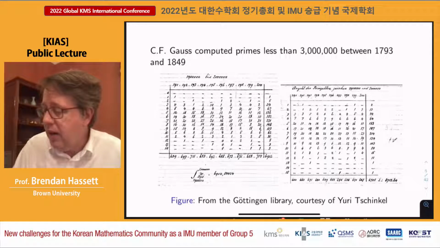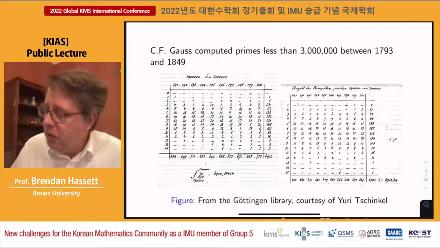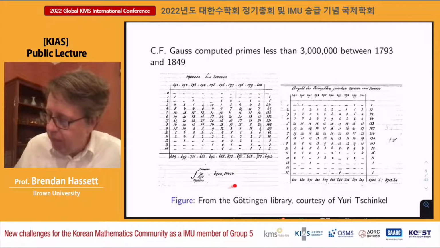And starting in 1792, 1793, when he was, I think, 14 or 15 years old, he undertook trying to understand prime numbers and what patterns they have. And so there's a little hint here at the bottom of what the answer might look like.